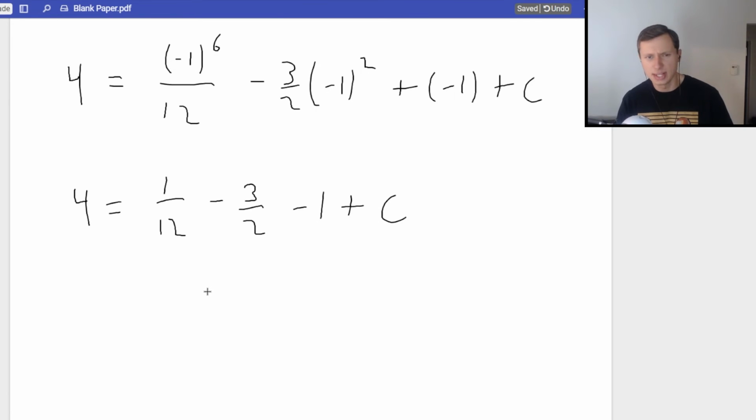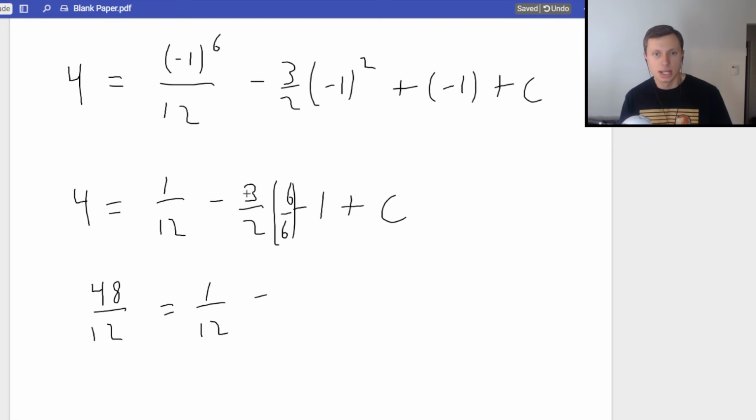This isn't too bad. Let's get a common denominator of 12. So on the left, 4 times 12 is 48. Is that right? Yeah, 48/12 is equal to 1/12 minus 3/2. We need a common denominator of 12, so I'm multiplying by 6 over 6. 3 times 6 is 18 over 12, minus 1 is the same thing as 12/12, and then plus c.